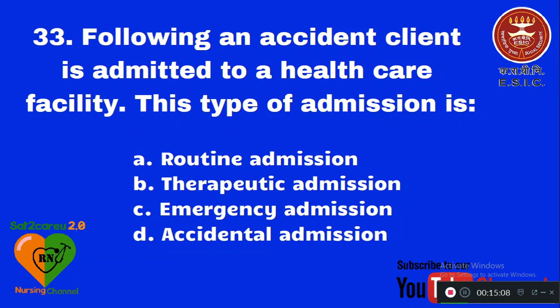Question number 33. Following an accident, a client is admitted to a healthcare facility. The type of admission is option A, routine admission, B, therapeutic admission, C, emergency admission, D, accidental admission. So the type of admission for this client who met with an accident will be emergency admission in the clinical facility.